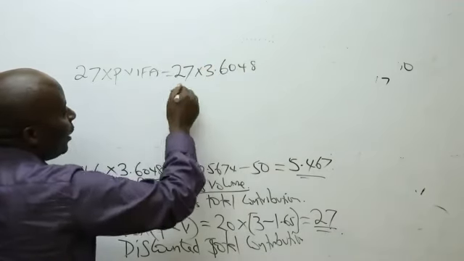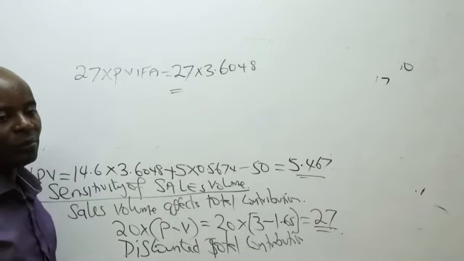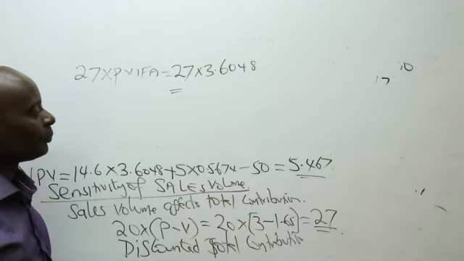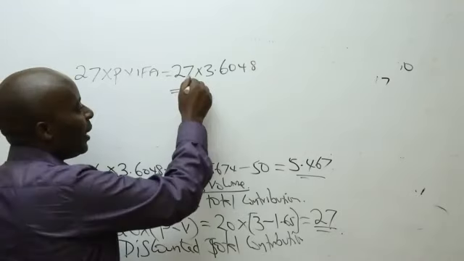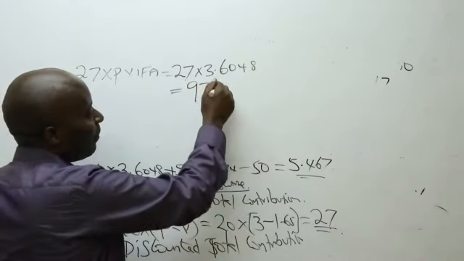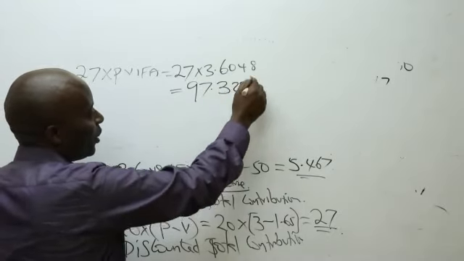So this will be 27 multiplied by 3.6048, which gave you guys what figure? 97.3. 296. Thank you very much.